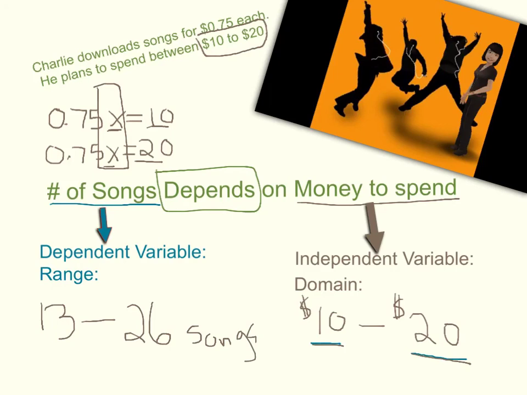So that's our lesson on independent and dependent variables, two things that are constantly changing, where one, you have choice on how it changes, and then the other one changes depending on how your choice changes. And then domain and range, possible values that match up with the two variables.